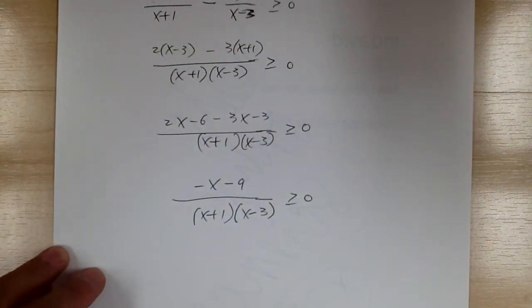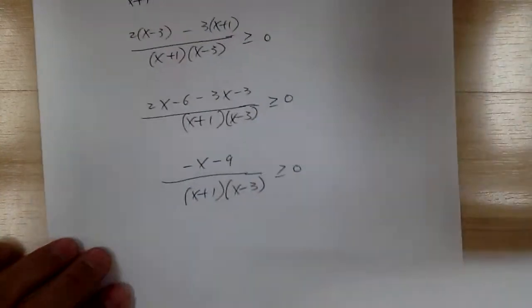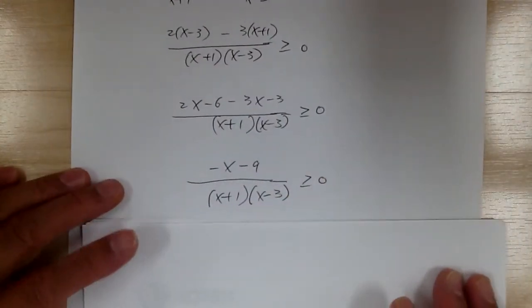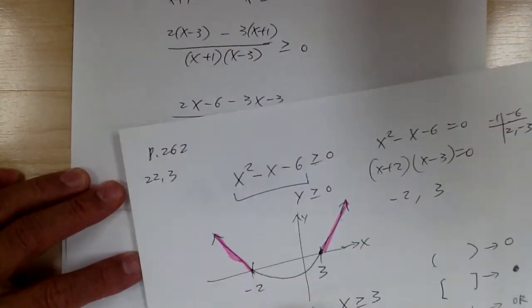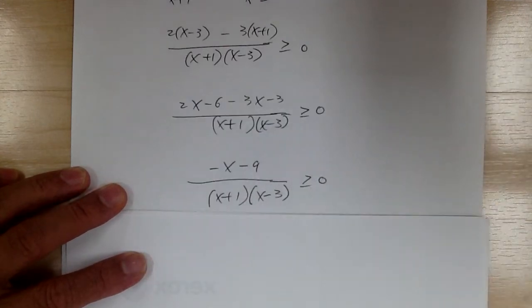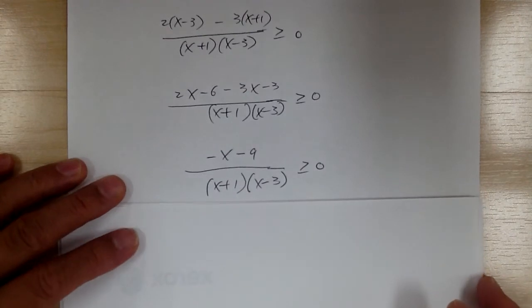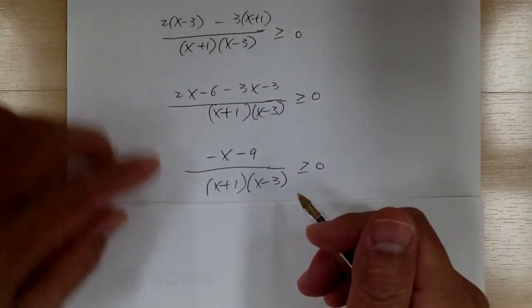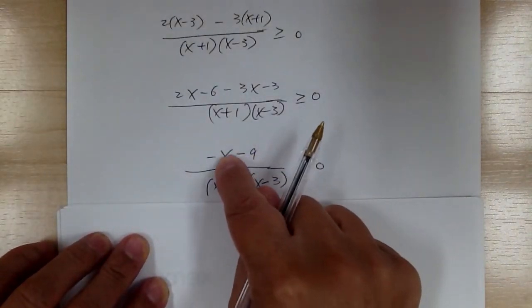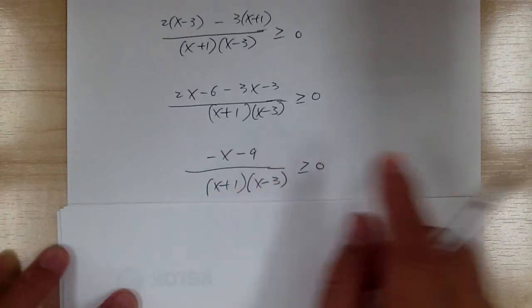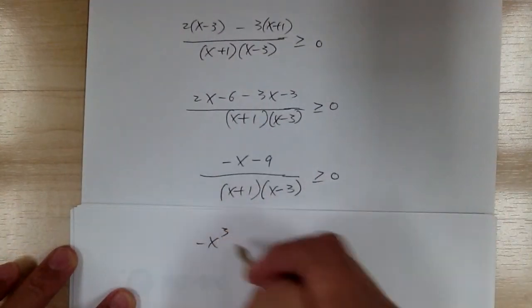Now, you have to be careful on the next step, when you're doing your sketching. Even though this is a division, when you're doing a sign analysis, multiplication and division will not affect positive or negative. So when you're doing the sketching, notice you've got -x, x, x. So this is like your -x cubed.